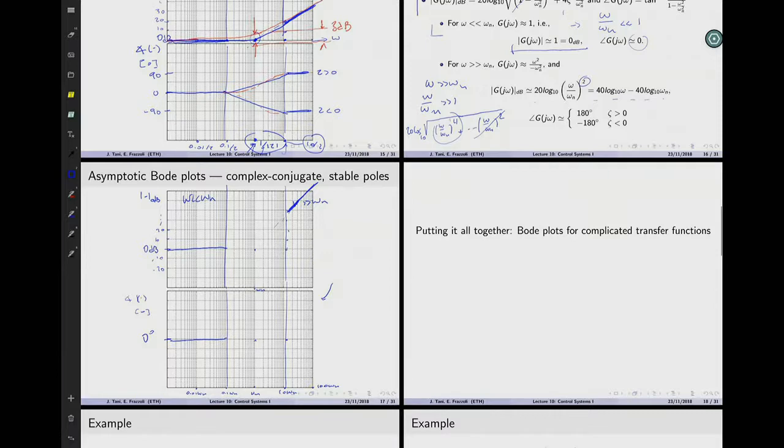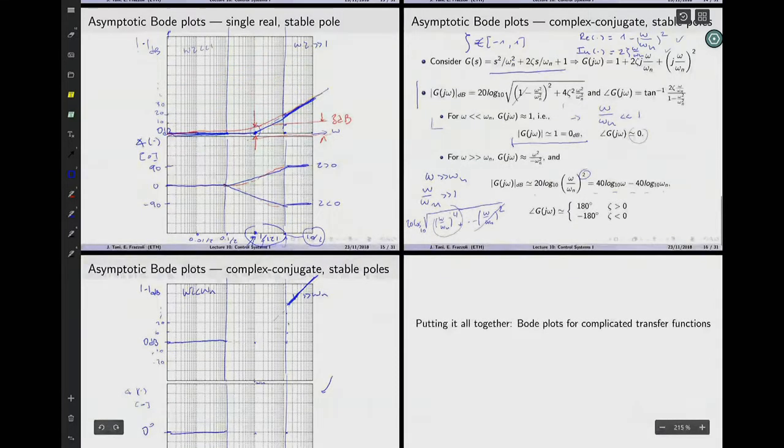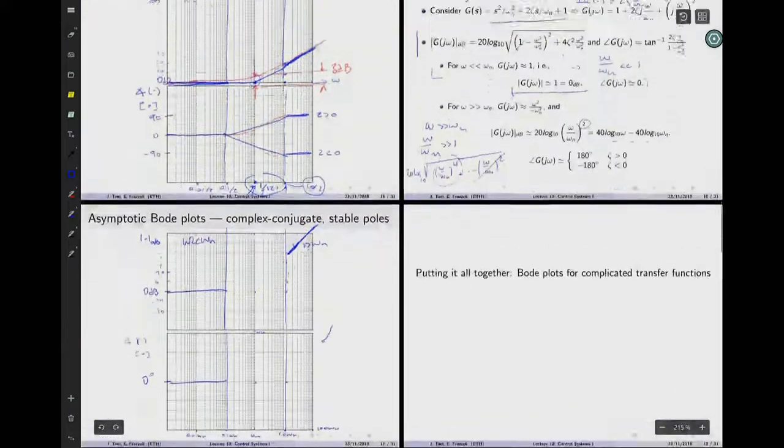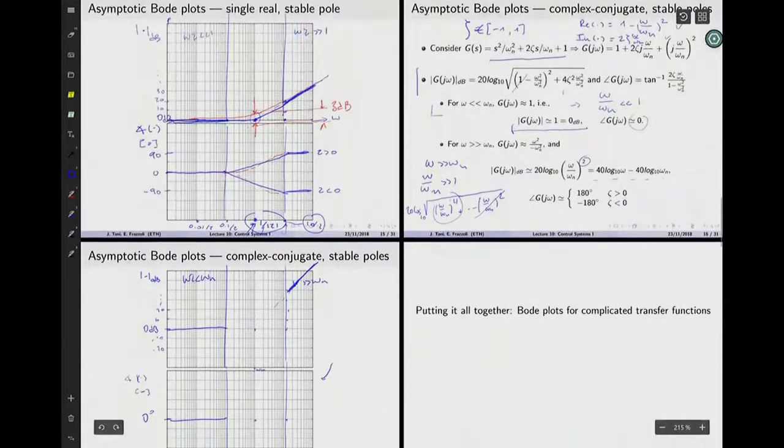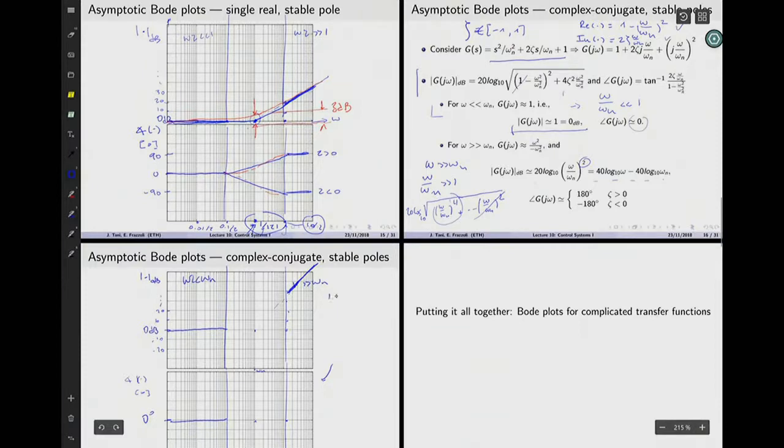Well, here it really depends on the damping coefficient, on zeta. So let's look at, for example, what happens if zeta is equal to 1. So I will just write it here. Our term is 1 plus 2 zeta omega over omega n j plus j omega over omega n square. If zeta is equal to 1, we get 1 plus 2 omega over omega n plus and so on.